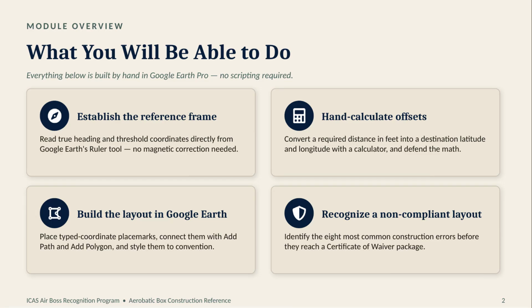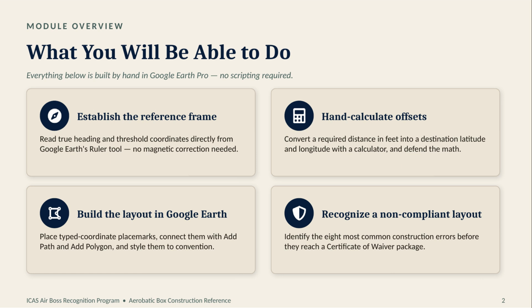Here's what you will walk away able to do by the end of this module. And all four skills are built entirely inside Google Earth Pro with no scripting required. You will establish the reference frame by reading true heading and threshold coordinates directly from Google Earth's ruler tool, with no magnetic correction needed since the tool reports true heading natively. Second, you will hand calculate offsets, converting a required distance in feet into a destination latitude and longitude using nothing but a calculator, and you will be able to defend that math to anyone who asks.